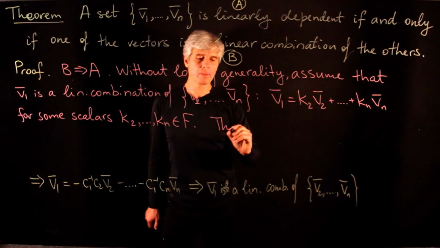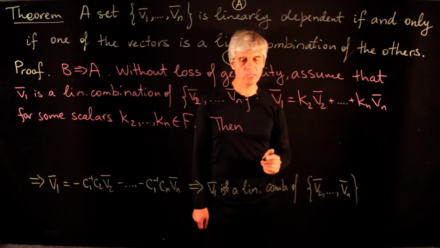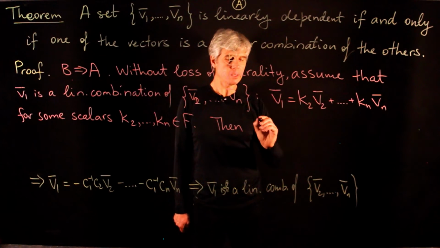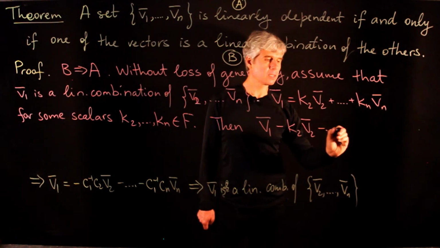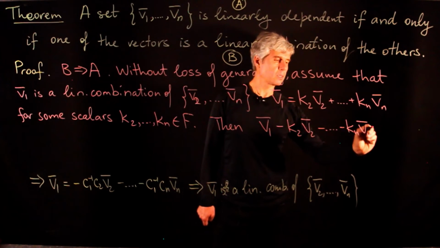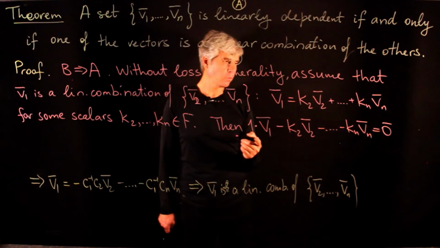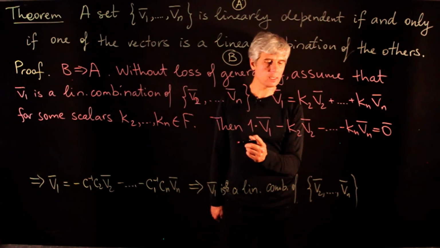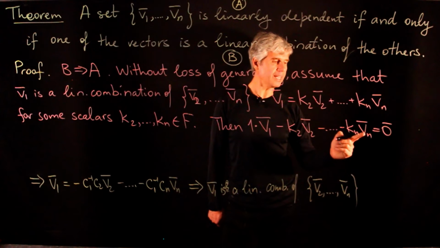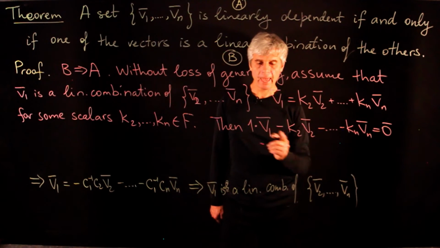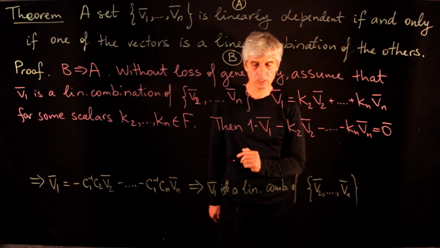So then, basically we run this argument in the opposite direction. Let's move this to the left-hand side. So we get that V1 minus K2 V2 minus Kn Vn is equal to the 0 vector. And here I can put a factor of 1. And what we see here is that we've got a linear combination of V1, V2 through Vn, which is equal to a 0 vector. And this linear combination is non-trivial because the first coefficient is guaranteed to be non-zero.